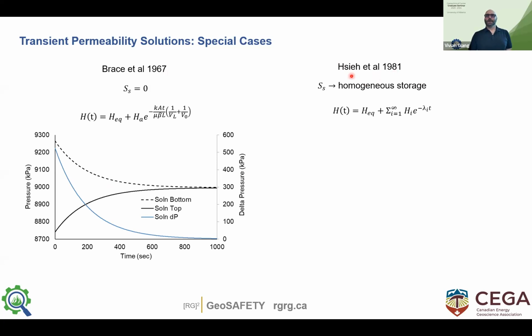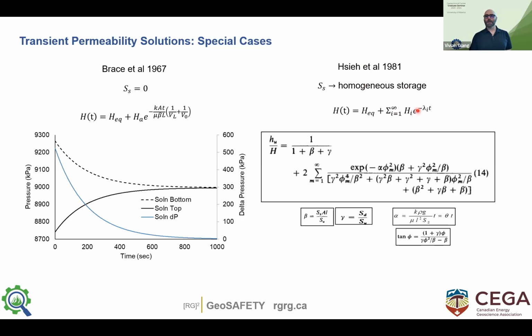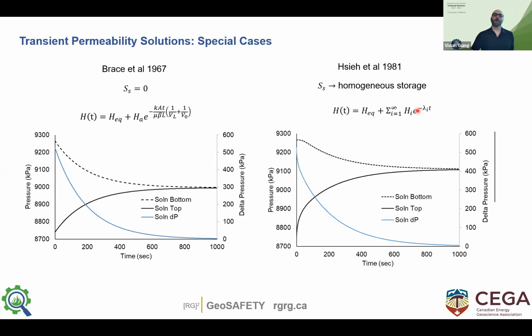And then in 1981, Hsieh et al., the other reference to follow here, said, well, let's say that there's homogeneous storage, and included the storage term, and then your solution looks like this. There's a whole bunch of solving you need to do in there, so some numerical approaches to solving that through iteration. But your response for the exact same data in the exact same testing system looks like this.